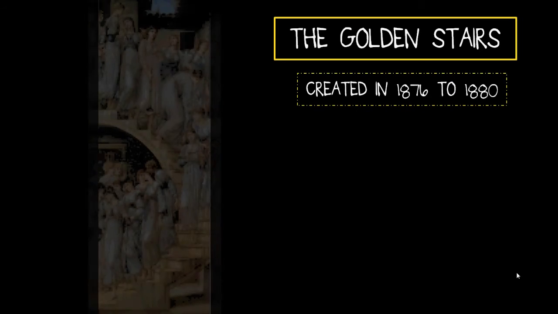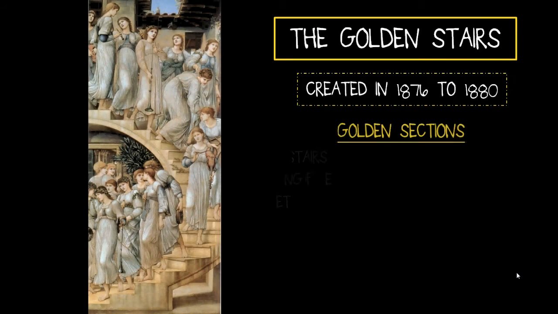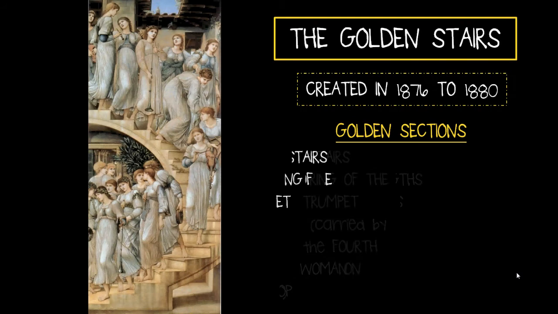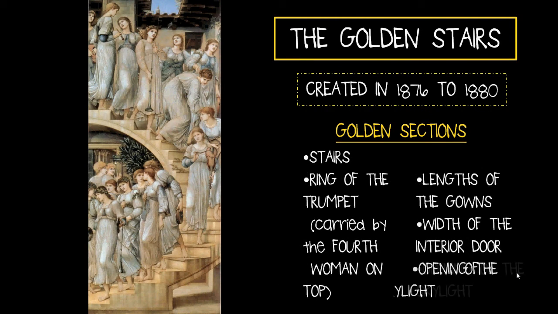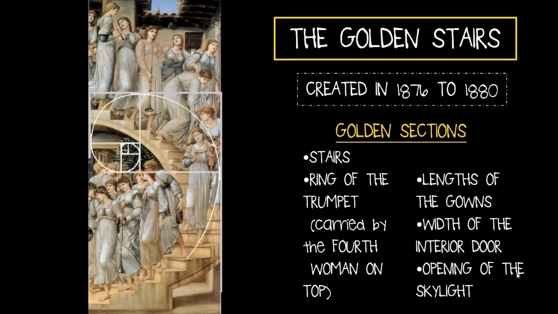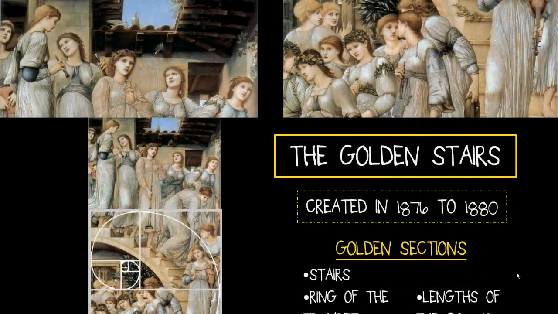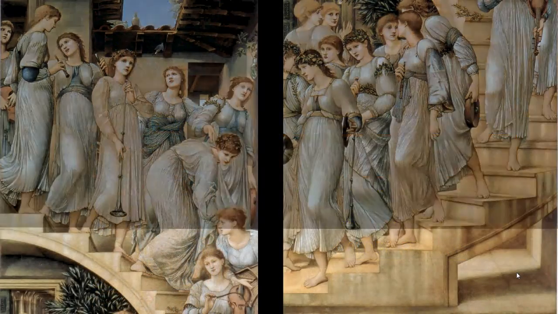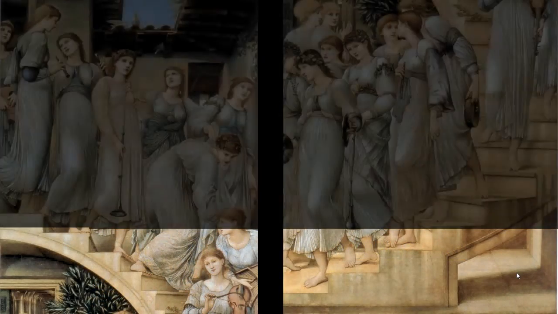The Golden Stairs. Created in 1876 to 1880, Jones meticulously planned the smallest of details in the painting using the golden section. The golden sections are the stairs and the ring of the trumpet carried by the fourth woman on top. The lengths of the gowns from the sash below their breast to the bottom hem hits the golden point at their knees, and the width of the interior door at the back of the top of the stairs is a golden section of the width of the top of the opening of the skylight.